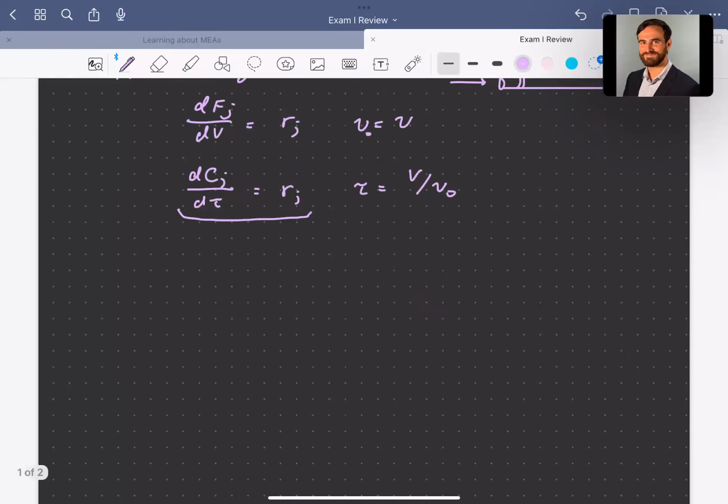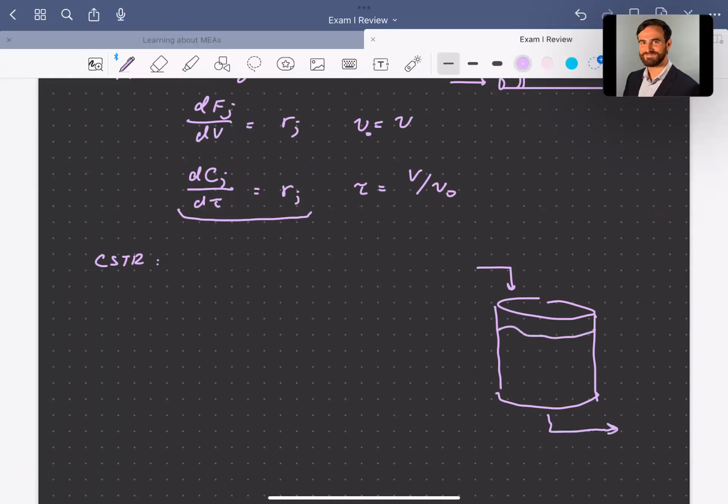So finally, we have the continuous stirred tank reactor. So this looks like a tank where we have flow terms coming in and out. And this is operated at steady state and is well mixed. So this means that the concentration of species J are the same everywhere in the reactor and same as the conditions of the reactor outlet.